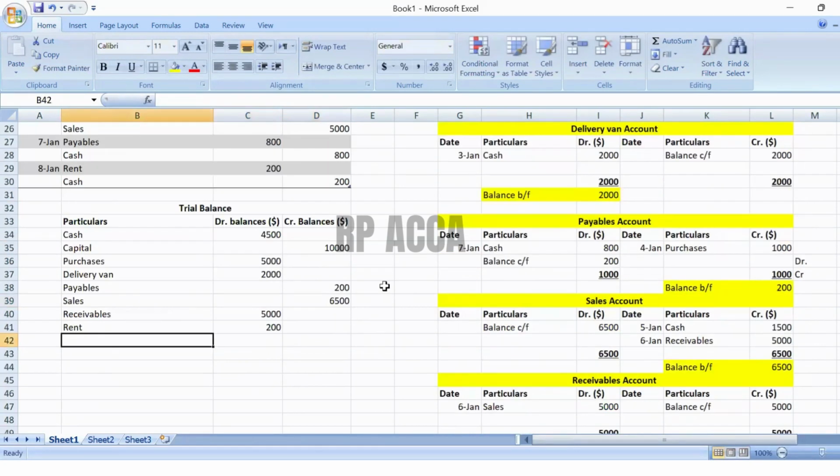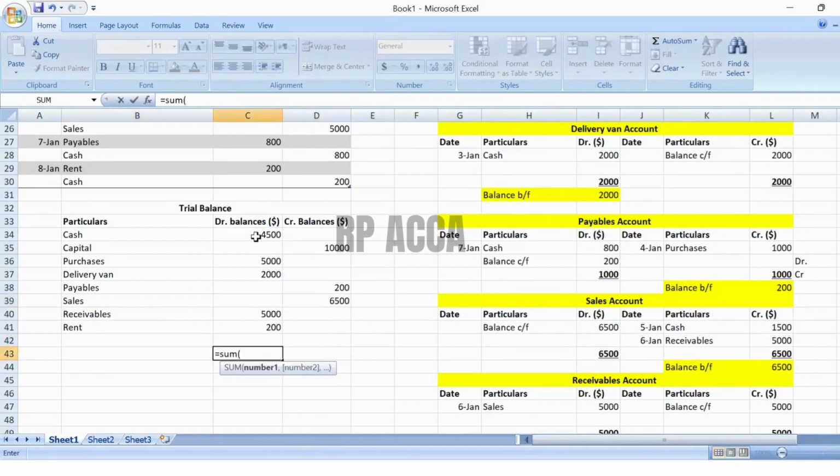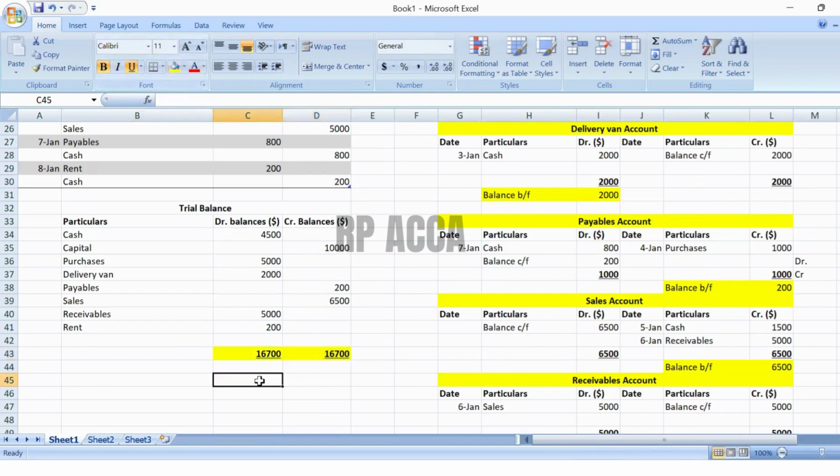Once all is done, it's time for the most satisfying moment. Let's total up debit and credit sides. And that brings us to an equal amount on both the sides. That's it, tallied.